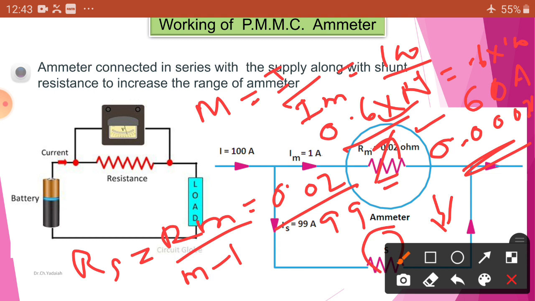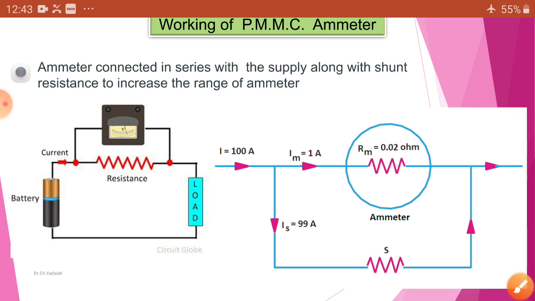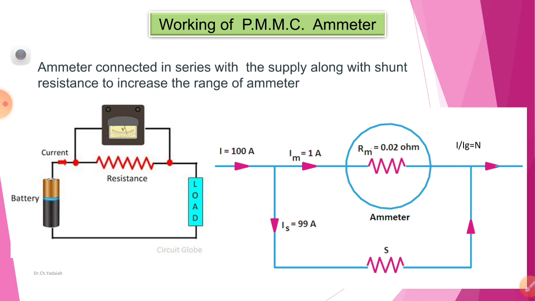I think if you practice the problems, you can get a good idea. Similarly, you do these problems. Here, N is equal to I by Ig, or we can say Im. So now, what is the resistance? We calculated 0.0002. This resistance is very low, because most of the current has to divert here. Otherwise, if the resistance is more than this one, most current will go here. That's why you have to keep in mind the resistance should be very low.